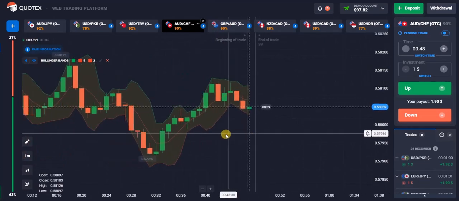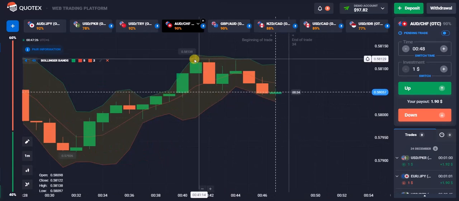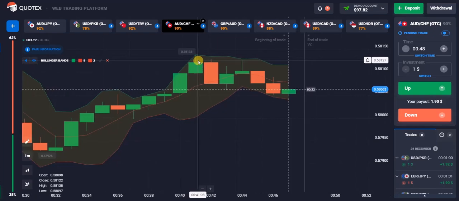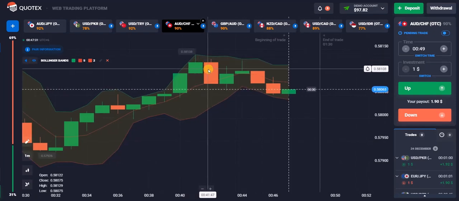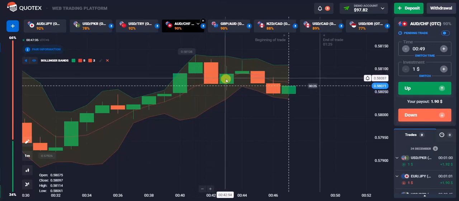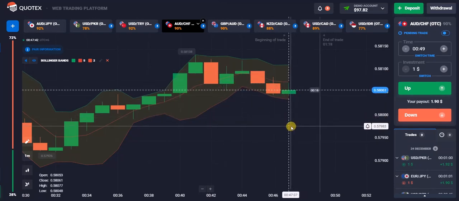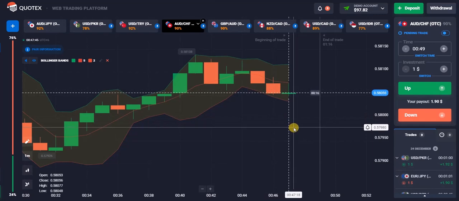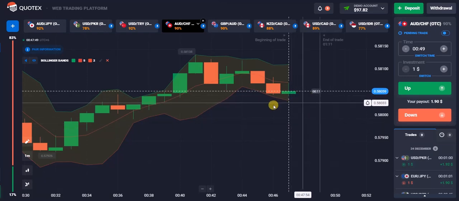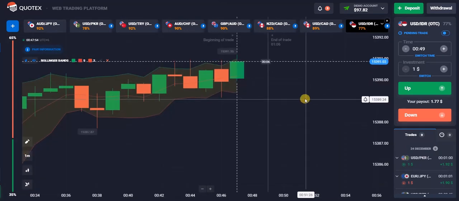So let's go. As you can see, sometimes this strategy doesn't work. For example, this green touched the line, right? So there should be a red. If there's a red, then we're going to take a down call. As you can see, if we had taken a down call here, we would have incurred a loss. From the time I have been testing this theory, 50% of the time I have won and 50% of the time I have lost.